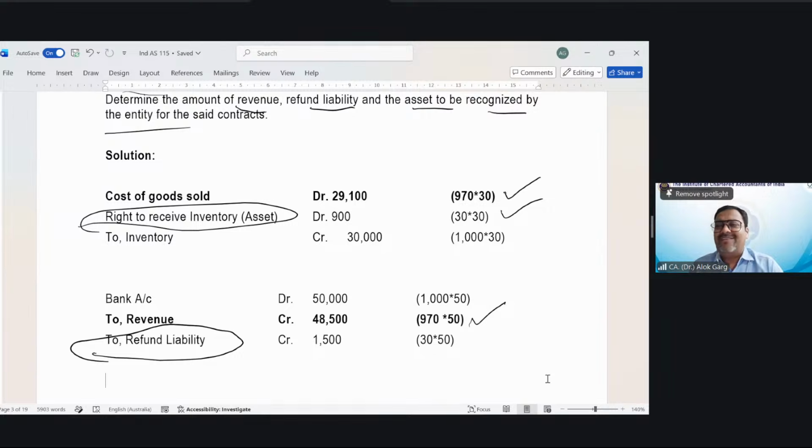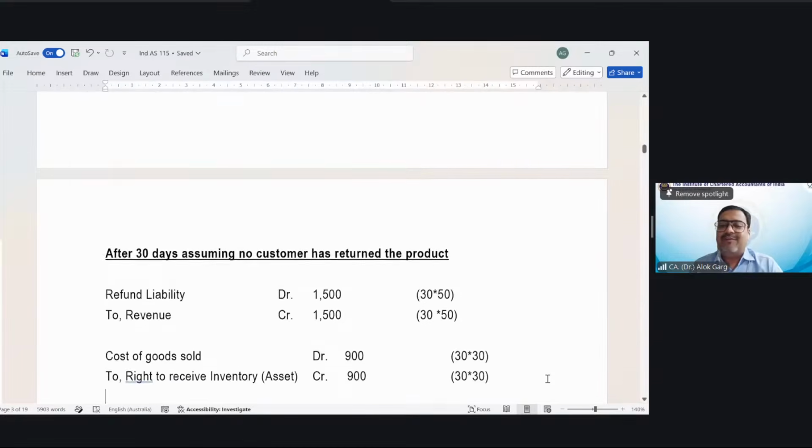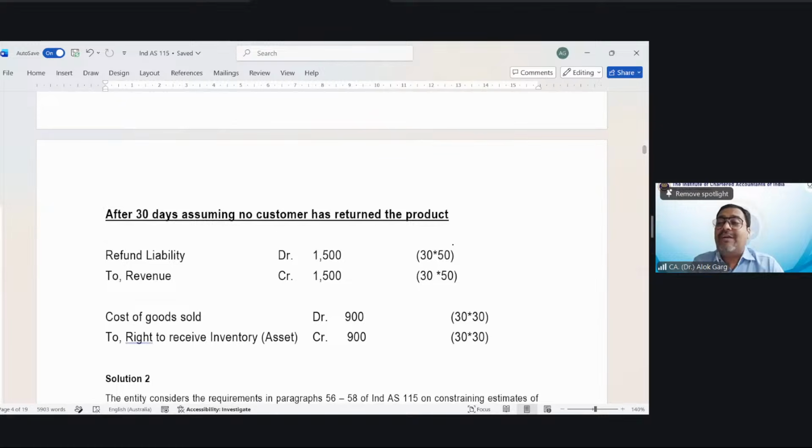What will you do? One thing is very clear. Whatever asset you have recognized, whatever liability you have recognized, you have to reverse it. Right? So what will you do? Refund liability debit, revenue credit. Cost of goods sold debit and asset credit. As good as the same entry which you have done earlier.